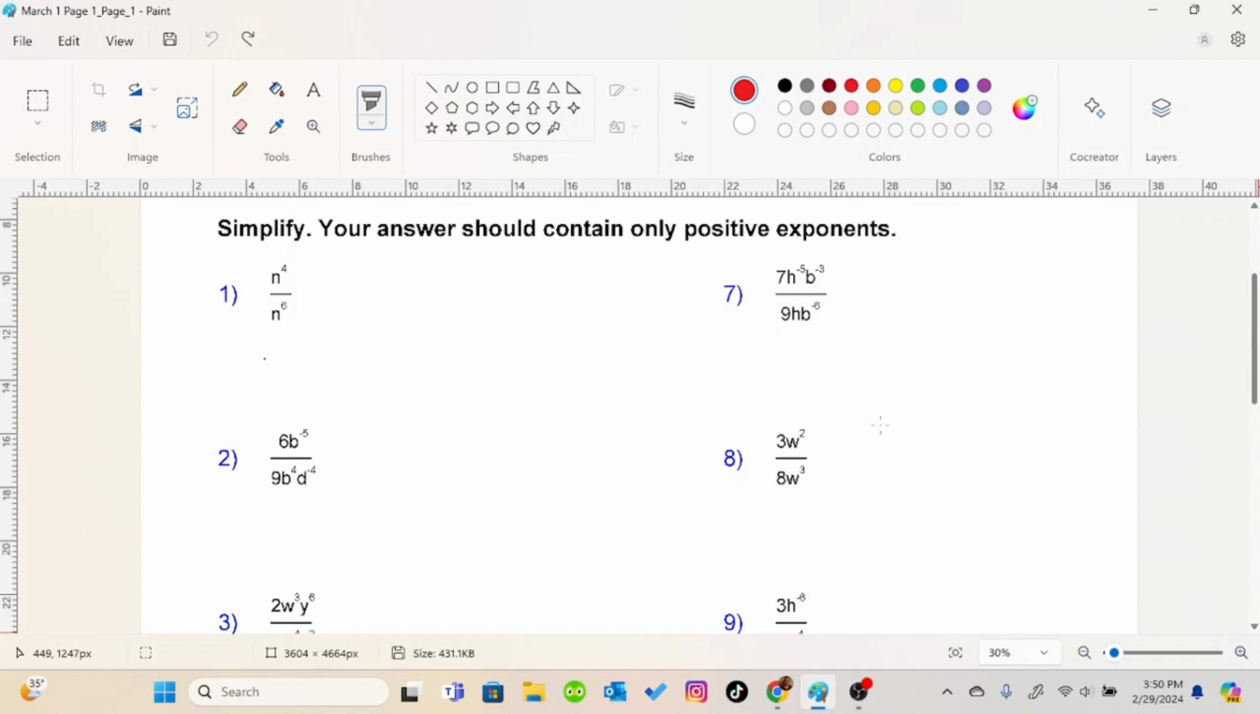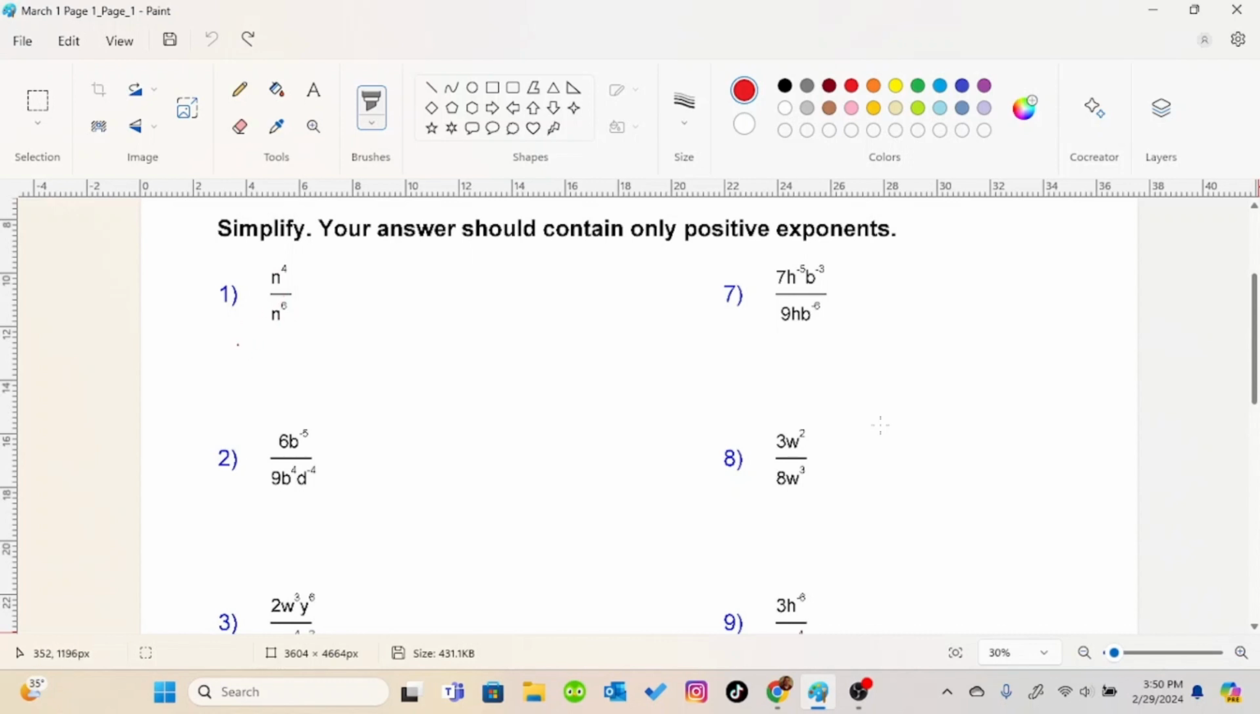when you are dividing and exponents are present, you're going to look at coefficients, which are the base numbers, separate from variables, and you're going to look at each variable separately. Then you're going to take the top exponent in the numerator and subtract the exponent that's in the denominator on the bottom.